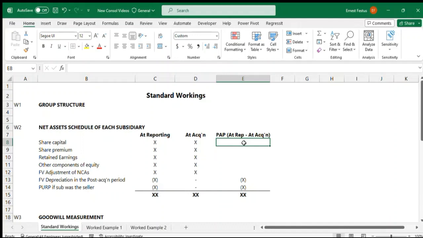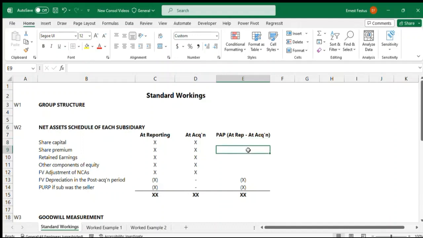And in my previous videos, I have begun a series on consolidated financial statements, and I am considering complex groups. And so in this video, I'm going to continue from those two videos.